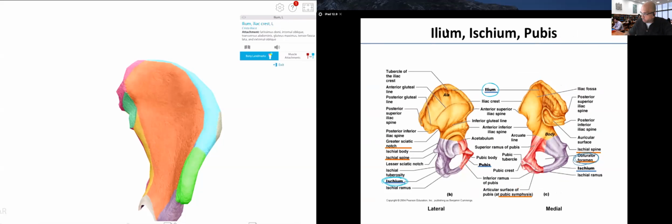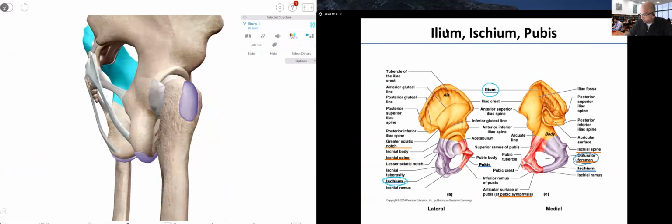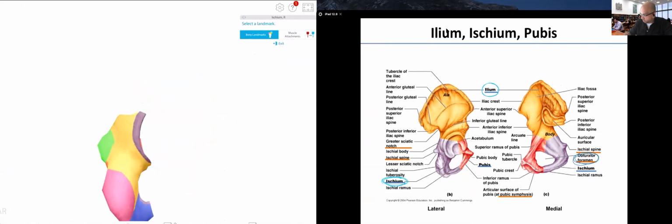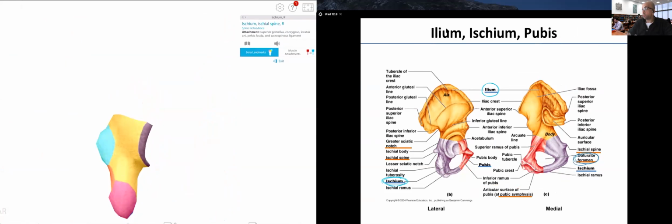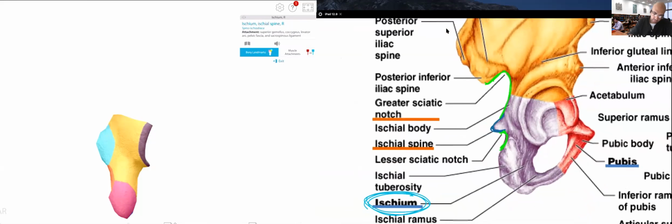Looking here at important markings that you can see in the ischium, we can see a pointed process on here. This is called my ischial spine. Above it, I have a large notch. And below it, I have a much smaller notch. This large notch is my greater sciatic notch. And the smaller one is going to be my lesser sciatic notch.